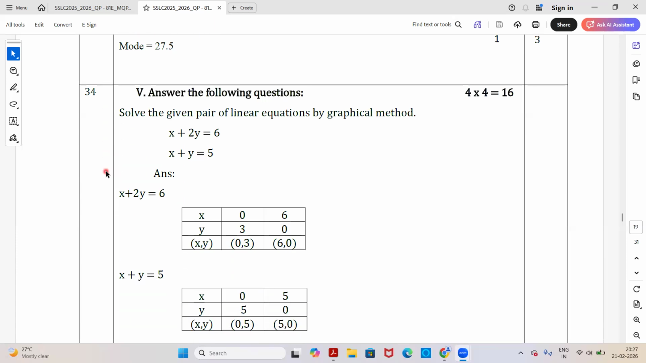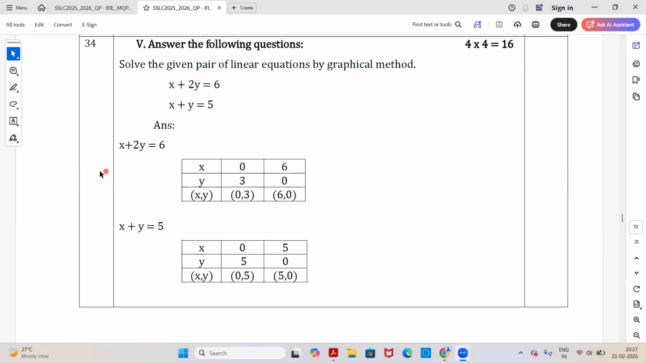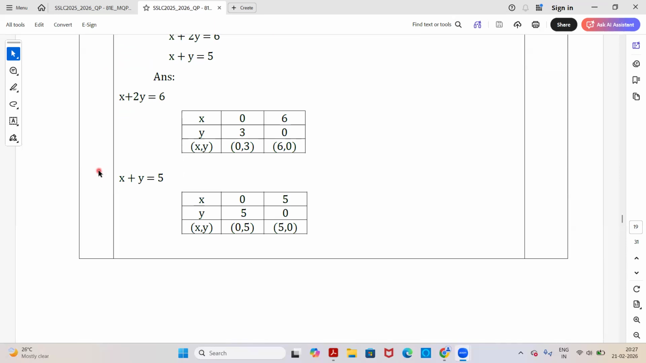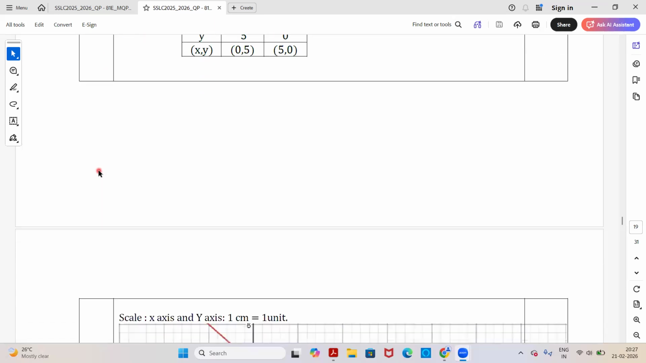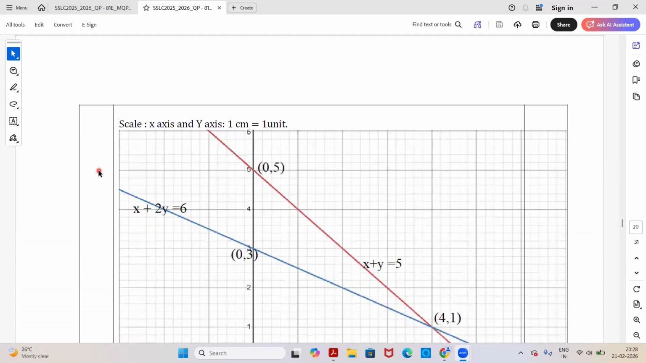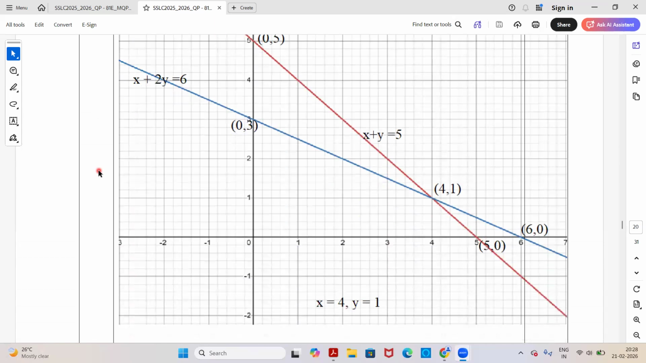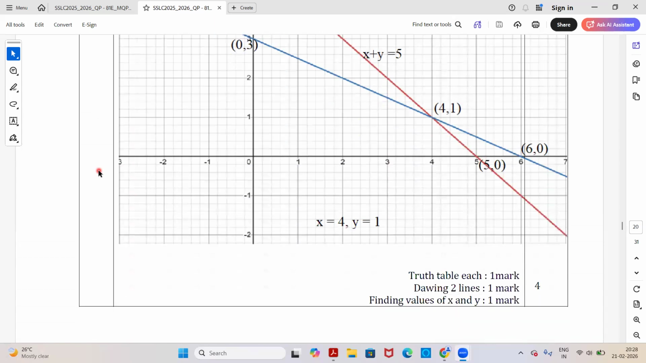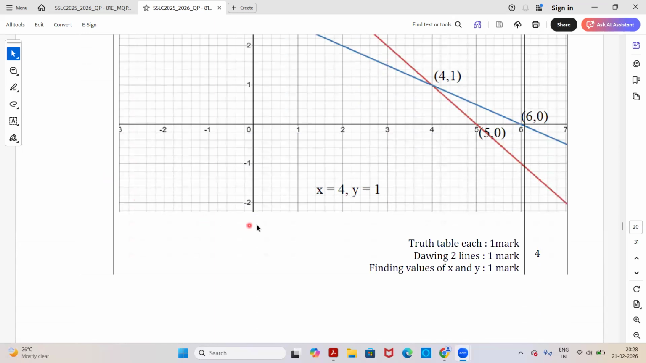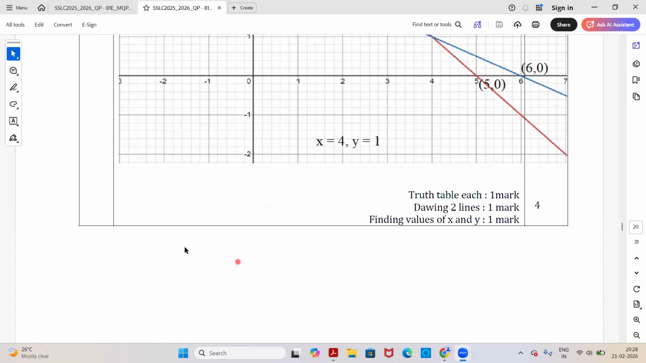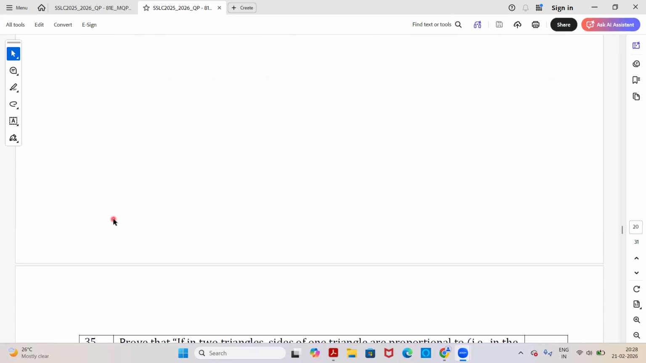34th question. So solve the given pair of linear equations. So you have to solve this. And then you have to mark it in the graph. Okay. So even the graph is given over here. So marks allocation is mentioned over here. You can have a look and then practice accordingly.